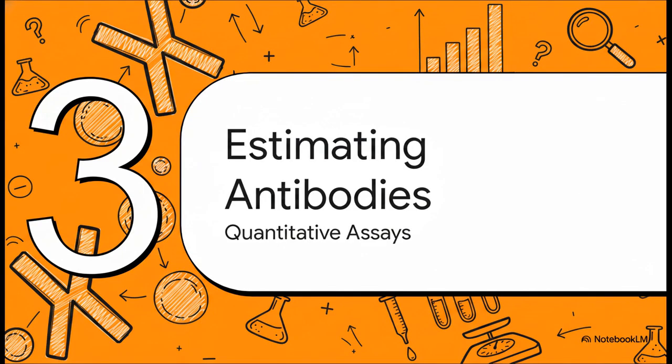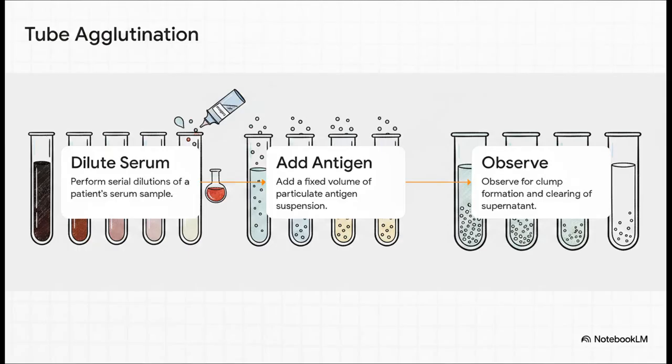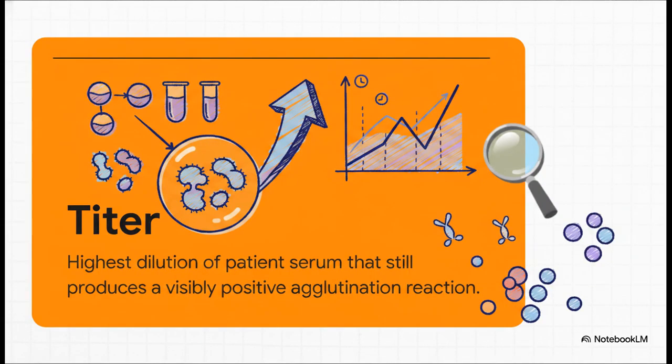Section 3. Estimating antibodies using titer values. Let's look at how tube agglutination actually builds a quantitative profile by systematically diluting the patient's serum against a fixed antigen. This is standard procedure. We start with the patient's serum and progressively dilute it, 1 to 2, 1 to 4, 1 to 8, and so on. We then add the exact same amount of antigen to every single tube. We wait and then visually inspect to find the very last tube in the sequence that still exhibits a clear clumping reaction. That final endpoint gives us our titer.